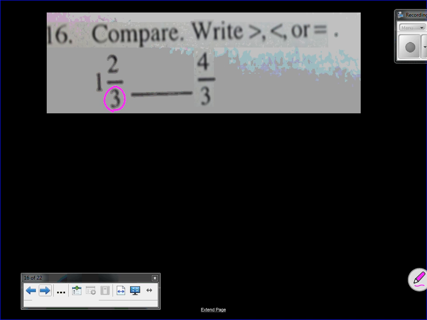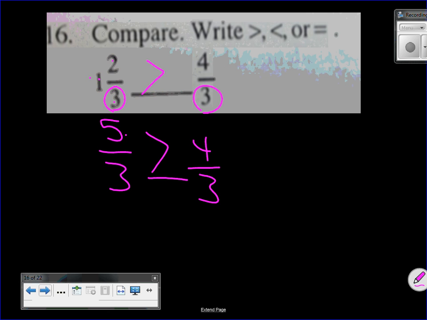Now we have the same denominators, but one's a mixed number. So we have to either change them both into mixed numbers or both into improper fractions. Let's just change them both into improper fractions. 3 times 1 is 3, plus 2 is 5 over 3. 4 over 3. What's larger? 5 is larger. So 1 2/3 is larger.